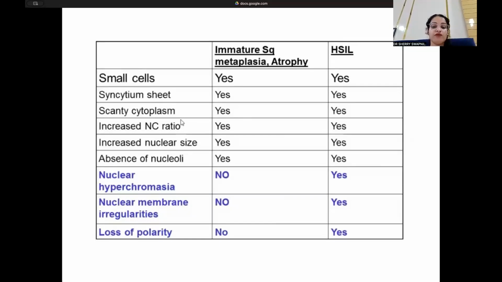Now, to differentiate between immature squamous metaplastic cells or atrophy and HSIL, what you have to look at is the nucleus. Nuclear hyperchromasia will be there in HSIL and not in case of atrophy. Nuclear membrane irregularity will be there in HSIL, and loss of polarity, as I have shown you in the previous slide, will be present in HSIL, not in immature metaplastic cells or atrophy. Next slide, please.